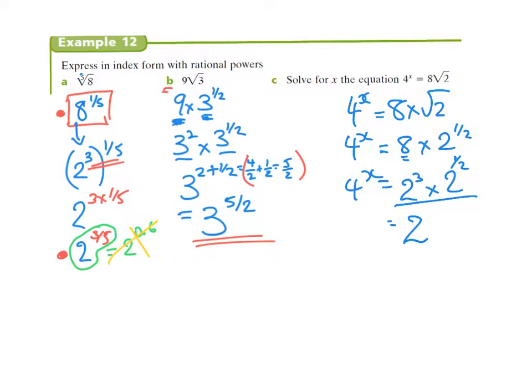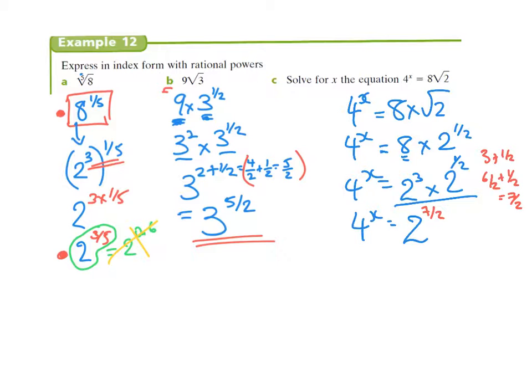3 written as a half is 6 halves. So I'm just going to do the working of the fractions out to the side. So 3 plus 1/2 is 6 halves plus 1 half is 7 halves. I'm just going to leave it at that, 2 to the power of 7 halves for now. And I'm going to copy down the left side of the equation. So 4 to the power of x equals 2 to the power of 7 halves.